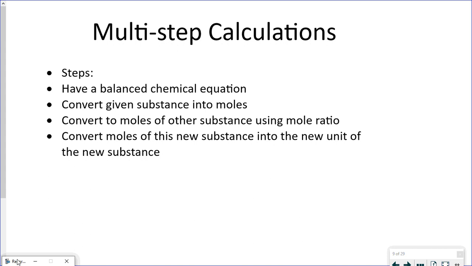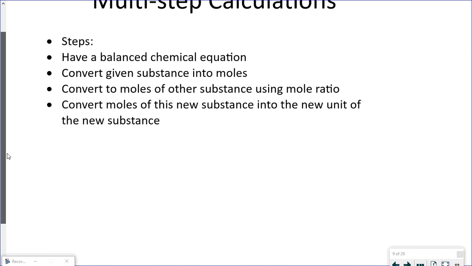Whenever you're thinking of doing multi-step calculations, you want to make sure that you have a balanced chemical equation first. You always want to convert the given substance into moles, convert into moles of the other substance using mole ratio, and then convert the new substance into whatever your new unit is.